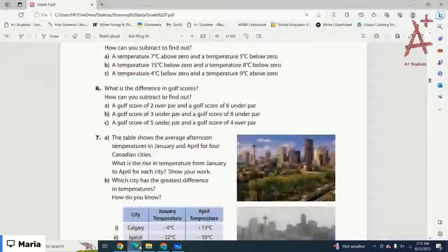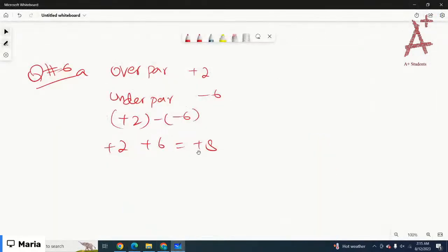Okay, the next one is C part, a golf score of 5 under par and a golf score of 4 over par. Okay, 5 under par, that would be negative, and 4 over par, that would be positive. So you can write it as negative 5 minus positive 4, right? And you can evaluate negative 5, negative 4, and that equals negative 9, right?